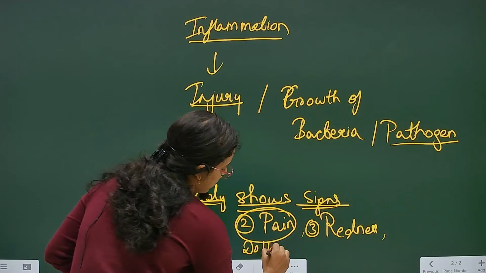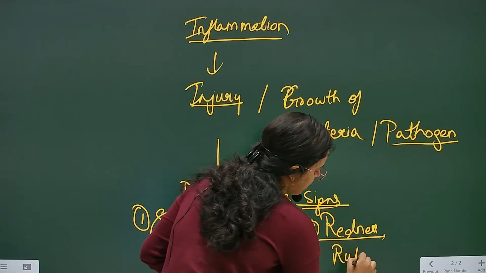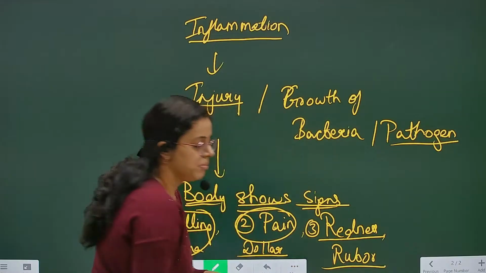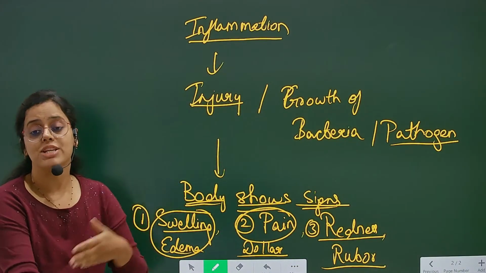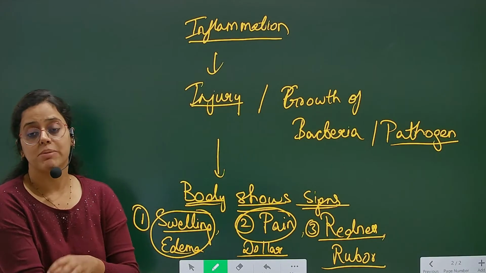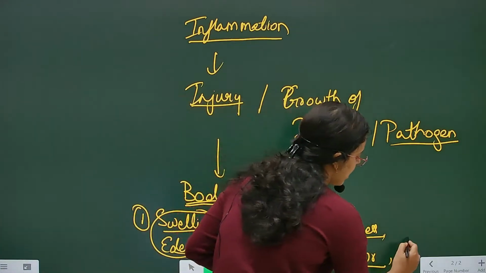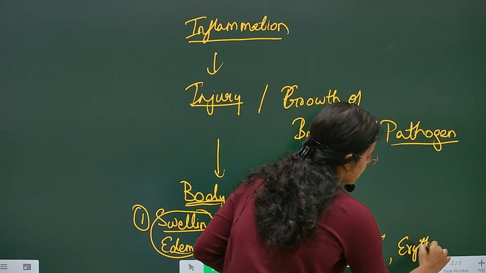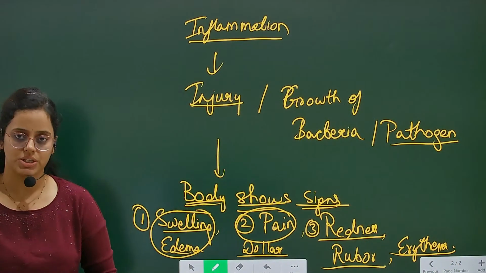Okay, and this redness, which is rubor, edema, because of injury impact and because of vasodilation, more amount of blood is going to that particular area. What happens? That particular area appears red in color. So redness, rubor or edema. These are basically general signs that you notice during inflammation.